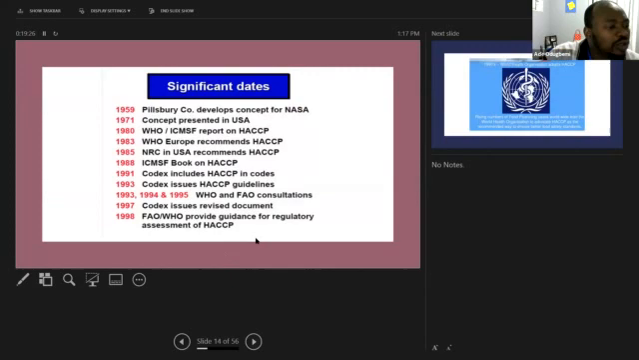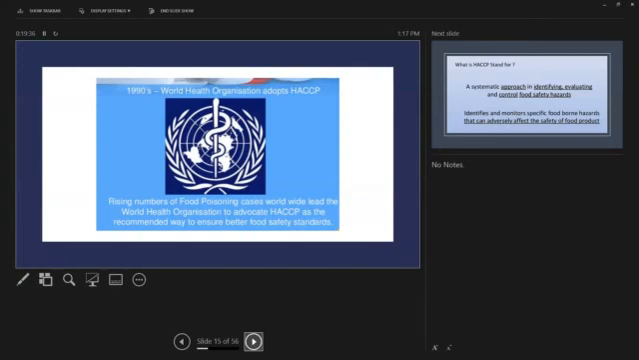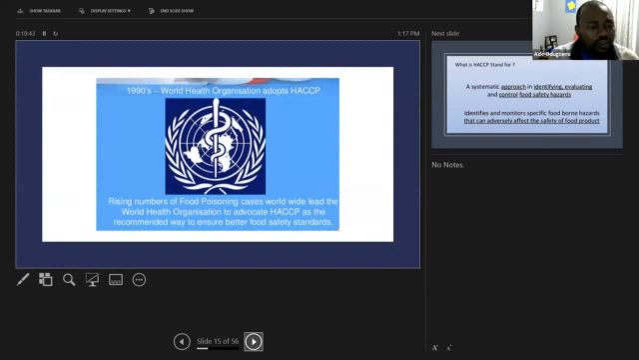And then it came to Africa in 1998 when the Food and Agriculture Organization and others adopted that principle. So in 1990, the World Health Organization adopted HACCP on a larger scale, saying rising numbers of food poisoning cases worldwide led the organization to advocate HACCP as a recommended way to ensure better safety standards.